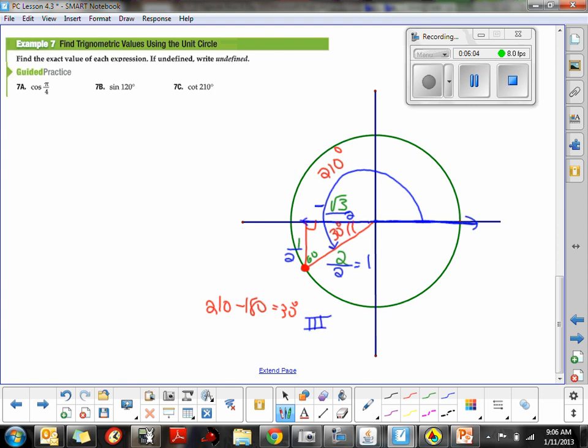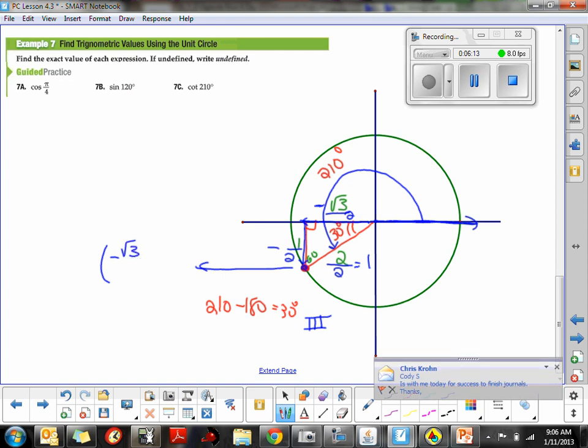That means our x-coordinate is a negative, and we've come down. That means our y-coordinate is negative. So the coordinates of that ordered pair have to be negative square root of 3 over 2, comma, and then a negative 1/2.